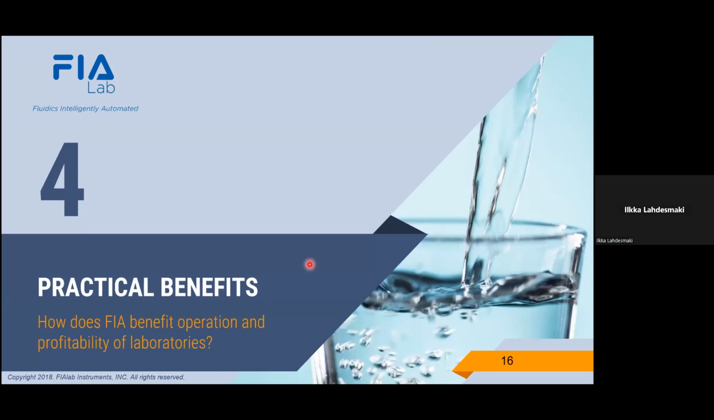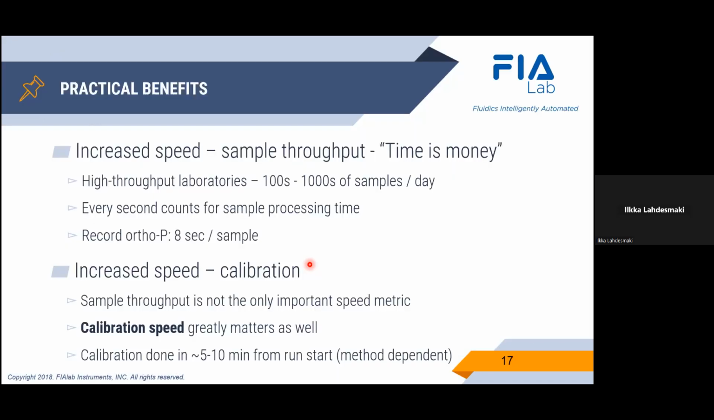All right, let's now expand on those practical benefits that we already started discussing. What can flow injection provide a lab? Increased speed and sample throughput. This is especially important for high throughput labs. FIA Lab has some customers that in their busiest season, they run thousands of samples every single day. And in that case, every second matters.